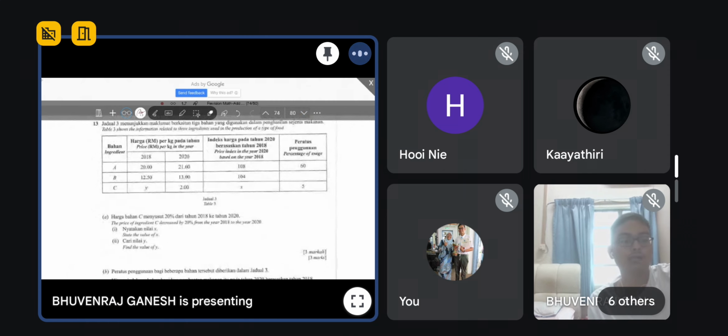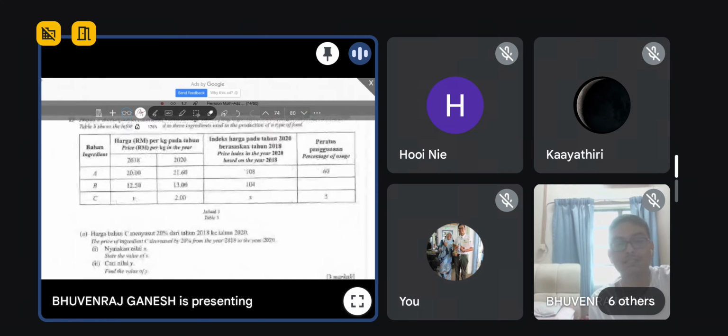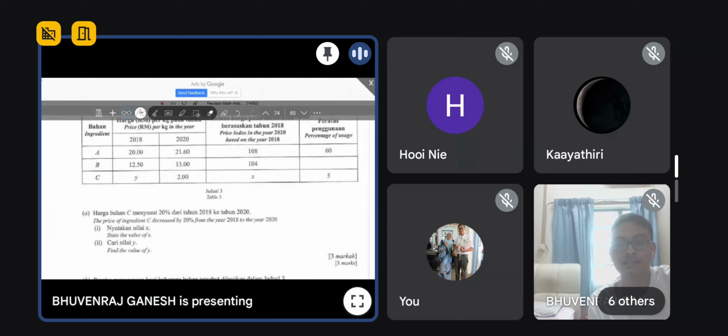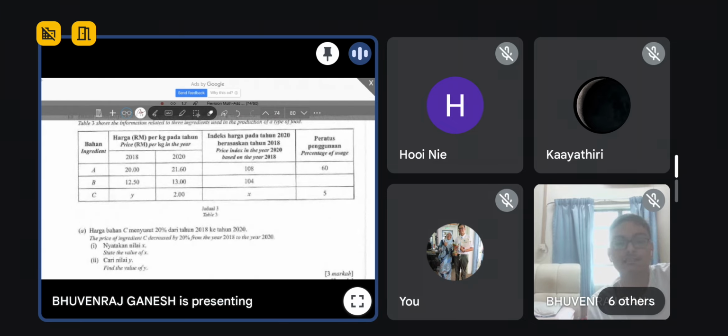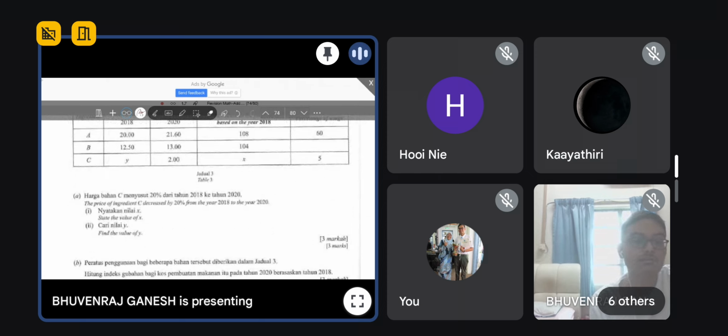Third last. We are doing index. Okay, this one everyone's favorite lah. Semua suka yang ni kan guys. Index harga. Sebab sangat senang. Very easy to solve. Okay, can do very fast also. 10 marks is sepatutnya dapat kat sini.